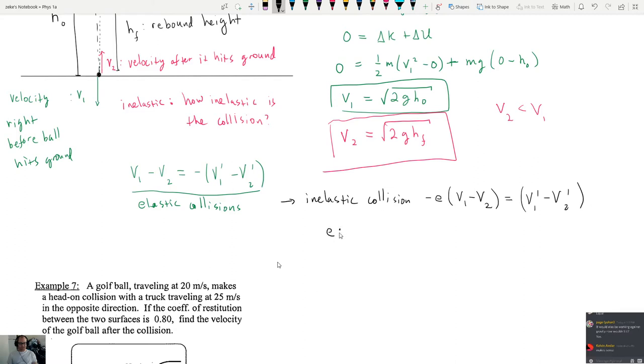And the symbol E is what we call the coefficient of restitution. Again, it's a measurement of how inelastic the collision can be. E is always going to be between 0 and 1. And if E is equal to 1, that represents an elastic collision, because you can see that it reproduces the same equation from the left.